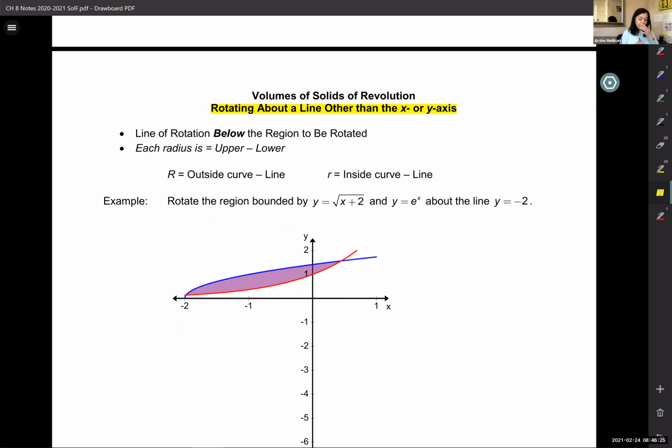Let's talk first about how we come up with these radii. Remember this, each radius is always the upper minus the lower. That's how we always get that length. There are 4 situations that we're going to consider. First situation is, what if the line of rotation is below the region to be rotated?